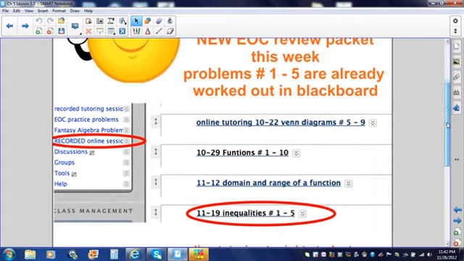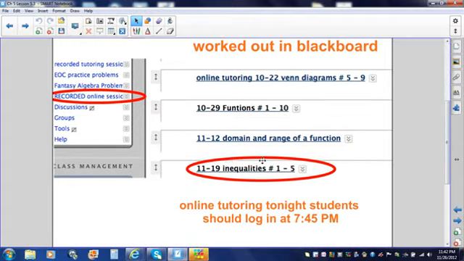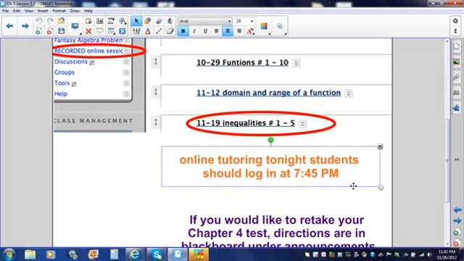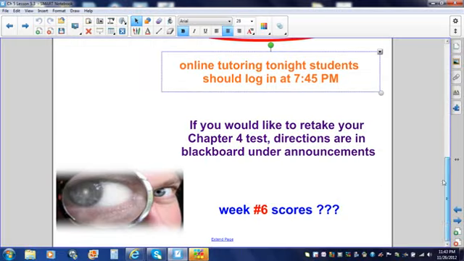To access them, log into Blackboard, click on the recorded online session, then scroll down to last week's recorded online session, which was on November 19th. Problems 1 through 5 are already done. As always, it's Monday night, and there is school today on Monday, so there will be online tutoring tonight. You can log in at 7:45.